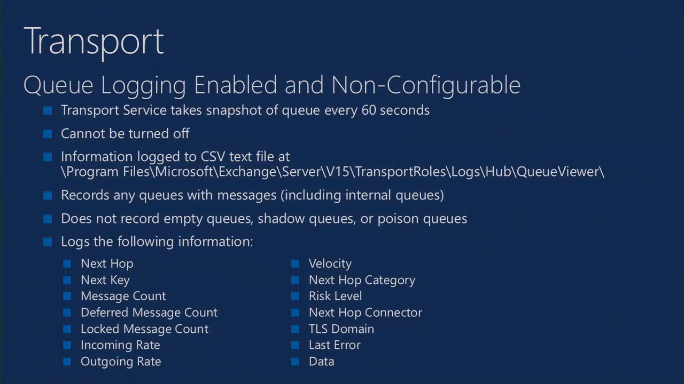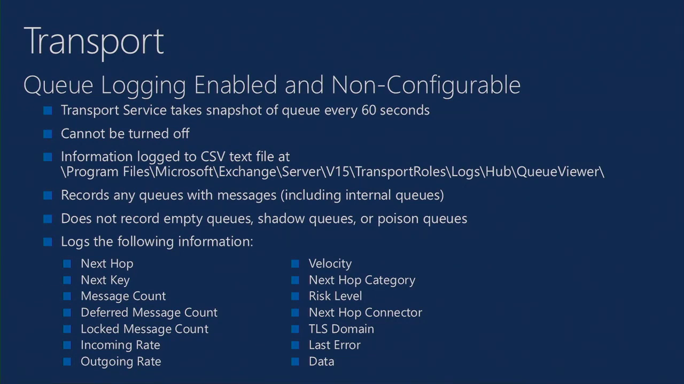Now, the queue logging is actually enabled by default, and it's non-configurable. So this is something that's hard-coded in there, and we're going to be continuously logging this information. The transport service is taking a snapshot of the queue once a minute. So every minute is when we're logging what the results of the queue are. That cannot be turned off. But you can examine the queue log files.